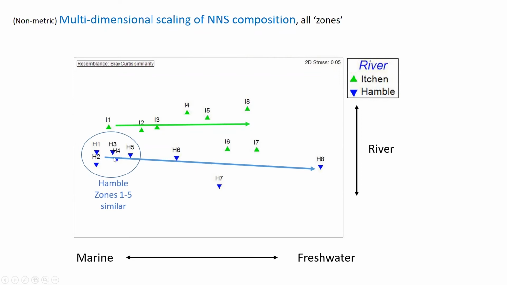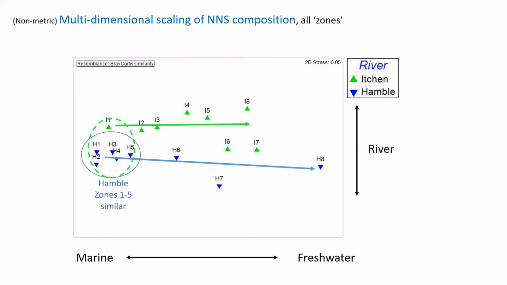You also notice that the first 5 zones for the Hamble are closely grouped. So they're very similar to each other. Not much is happening over those zones. And then things start to shift rapidly when you get to Hamble zone 6. In contrast, the Itchen is more evenly spread. It's more of an even progression from left to right, with the different zones relatively evenly spread. Also note that Itchen zone 1 is quite close to this group of Hamble lower zones.